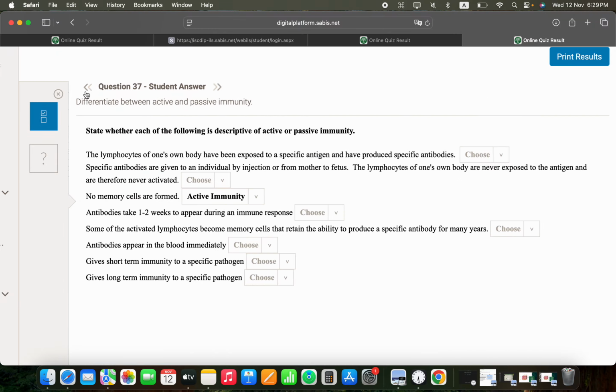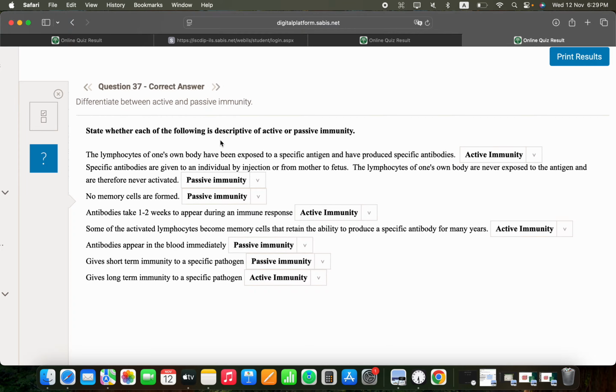I don't think there's anything else really. Then there's active and passive immunity. Let's quickly go through this.